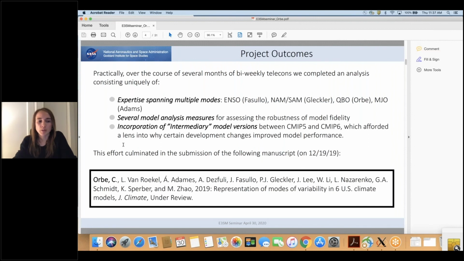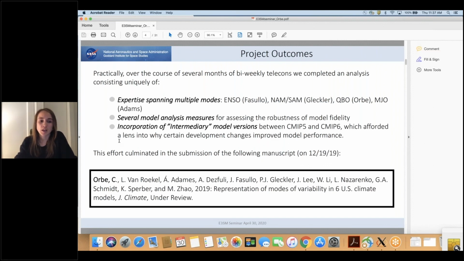And then, in what may be a more unique aspect of this study, which was very much driven by the fact that we have access to intermediary model versions and model tags that aren't necessarily made publicly available, we made, when possible, substantial use of these intermediary model versions between CMIP5 and CMIP6. This was our attempt to get a bit more of a lens into why certain changes in model development either enhanced or in some cases degraded model performance.